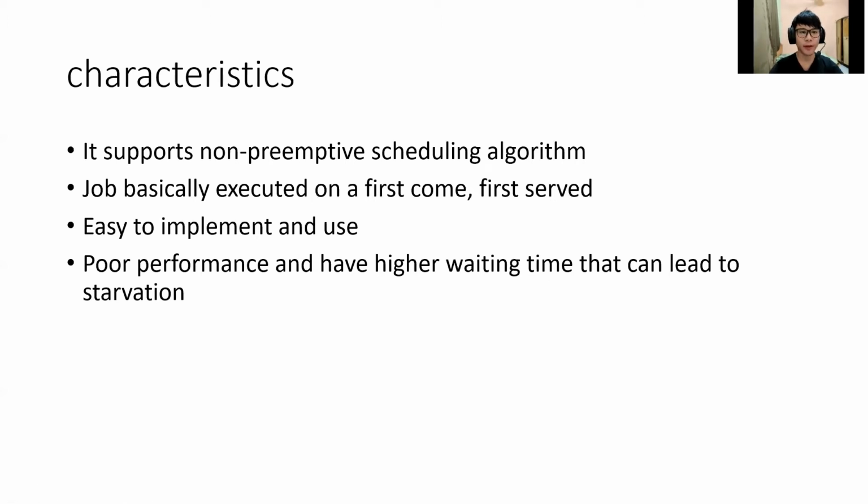The characteristic of first come, first serve is that it supports a non-preemptive scheduling algorithm. Its jobs are executed on a first come, first serve basis. It is easy to implement and use, but it has poor performance and a higher waiting time that can lead to starvation.